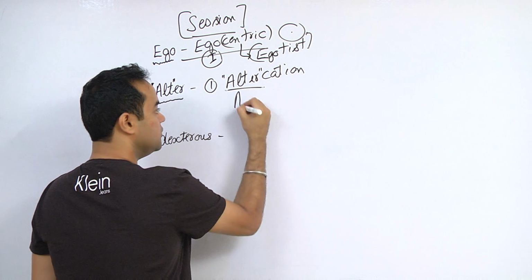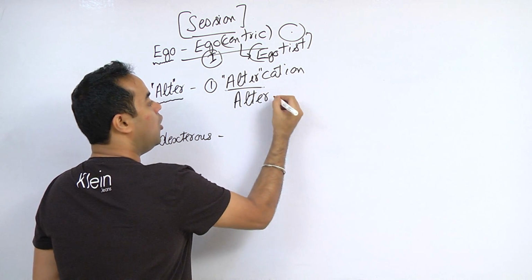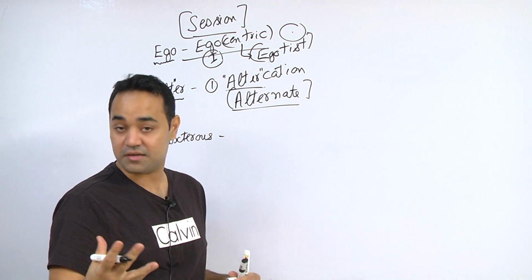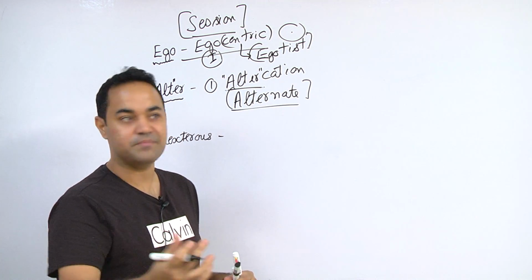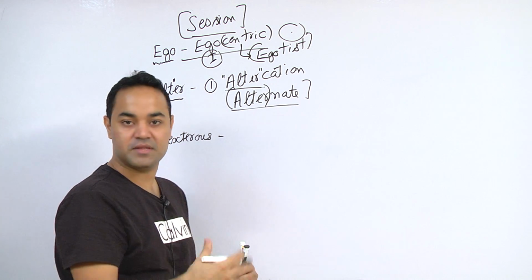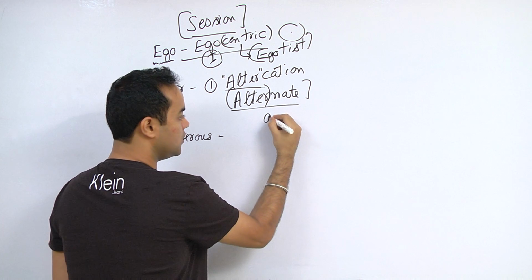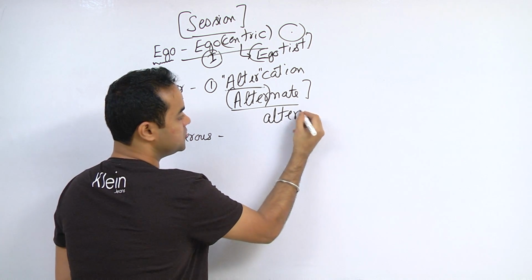Moving forward. Okay, a quick question. Alternate. I don't want to date this girl. I want an alternate girl. What do you mean by that? You want something other. Alter, something other. It's called alternate. Moving forward, there's another word called alteration.